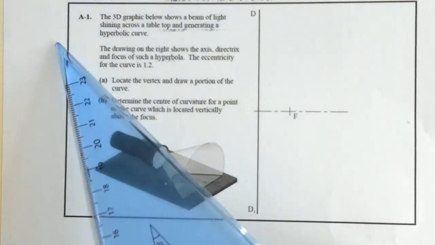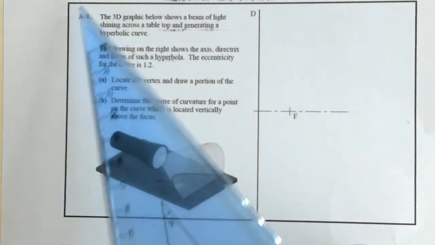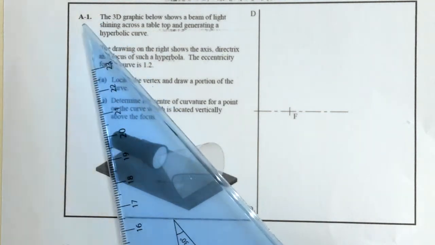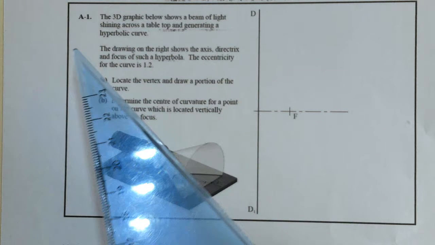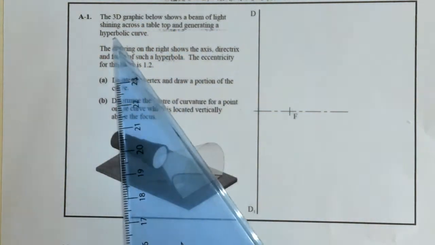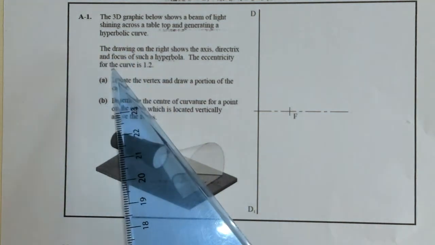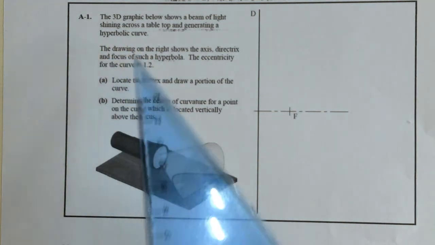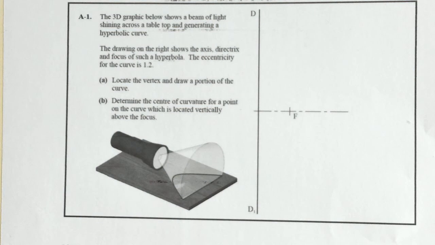Okay, so we have here 2009 A1, so a short question. Now, the 3D graphic below shows a beam of light shining across a tabletop and generating a hyperbolic curve. The drawing on the right shows the axis, directrix and focus of such a hyperbola. The eccentricity of the curve is 1.2.